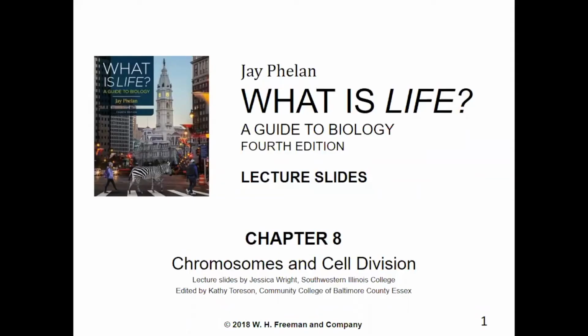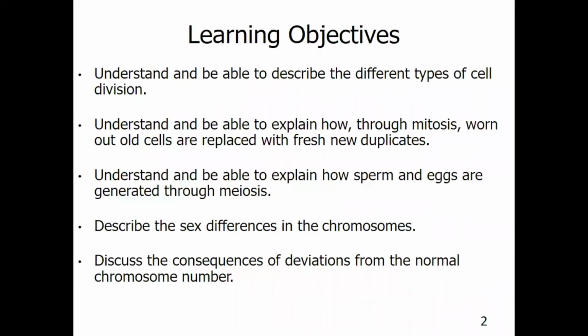You're watching the recorded lecture for Chapter 8, Chromosomes and Cell Division. This chapter is looking at cell division, how cells divide. We will be looking at the process of mitosis, which is how most of your body cells divide. We'll also be looking at the process of meiosis, which is how your body produces sperm if you're a man, or eggs if you're a woman. We'll also take a look at what can happen when there are errors or mistakes in cell division.